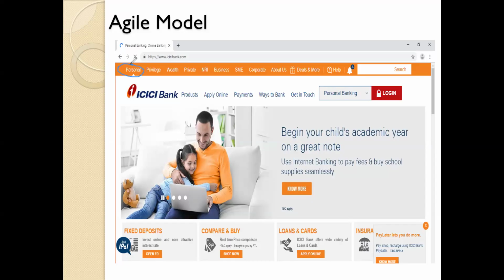They take the requirements of personal banking. Once the personal banking requirements are done, they take the requirements of privileged banking. They take the requirements of wealth banking, private banking, NRI banking, and business banking, small and medium scale enterprises. They take the requirements from the corporates.